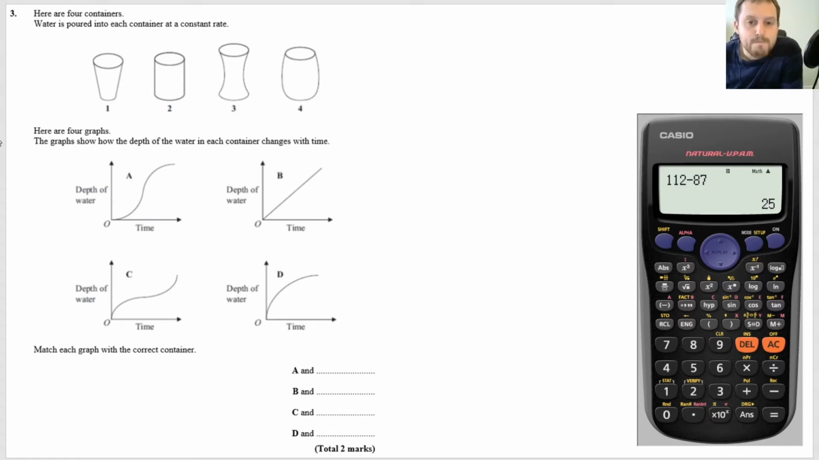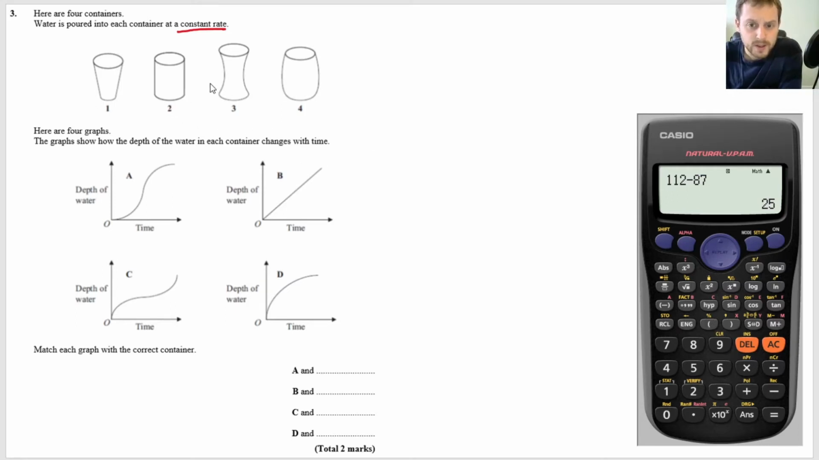Right, number 3. We've got 4 containers and we're going to pour water in at a constant rate. So the first thing to make note of is what this means. It means as the water is being poured in, it's not speeding up or slowing down. I'm not all of a sudden tilting it more so that more water falls out. I'm also not tilting it less so that the amount of water starts to slow down. It's being poured at a constant rate.